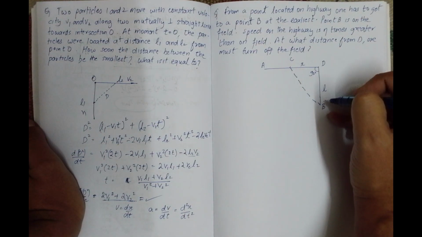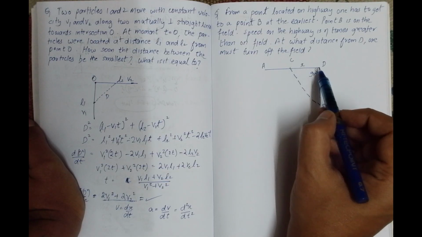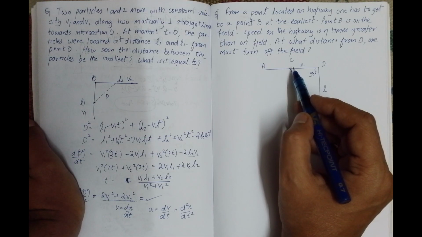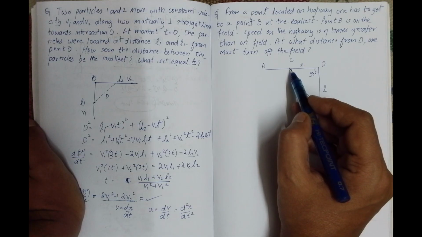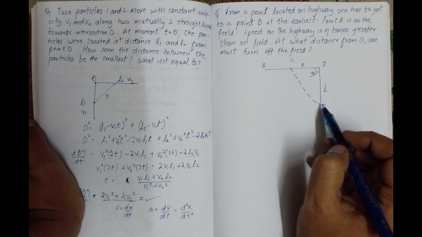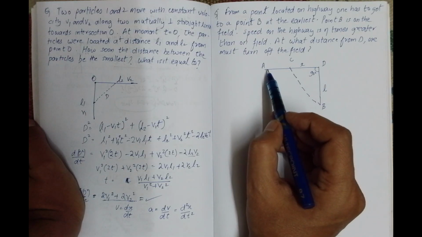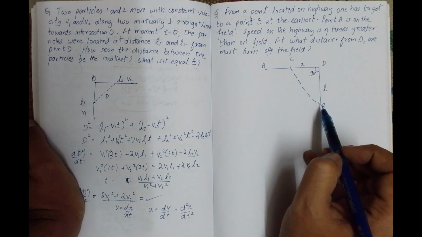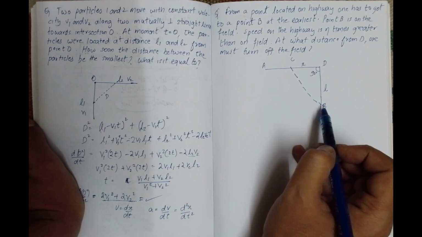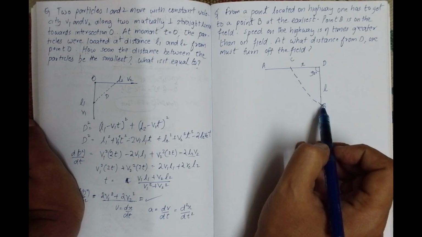Okay, this distance is L. So the question they are asking is, what should this distance be when either the car or the person should turn off the highway and enter the field and go straight towards point B, and for that what should be the value of x for the time to reach from here to here to be the minimum? The time to reach from here to here is the time to reach from here to here plus the time to reach from here to here.